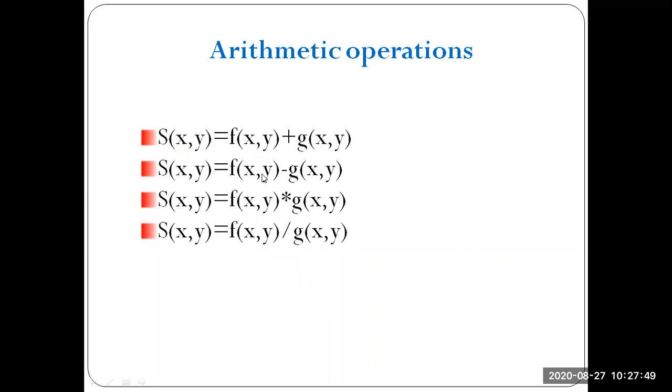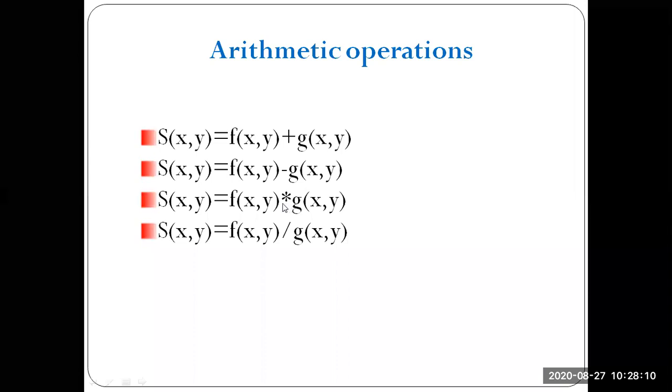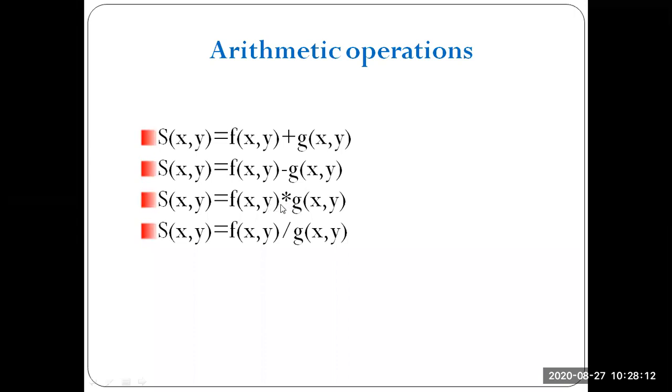Similarly, if you subtract two images, that is, if you subtract image g of x comma y from image f of x comma y, then you will get a new image that is called s of x comma y. So this is the normal representation. And addition, subtraction, likewise there is a product. Product means if you multiply the two images, then also you get a new image. And the last one is dividing images. So if you divide one image by another image, you will get another new image.